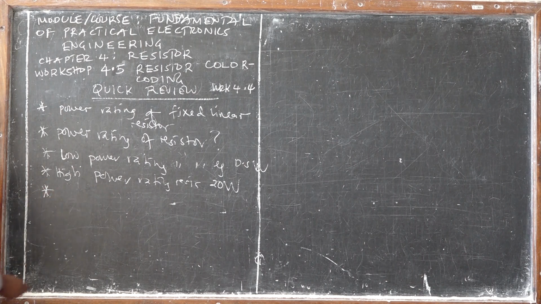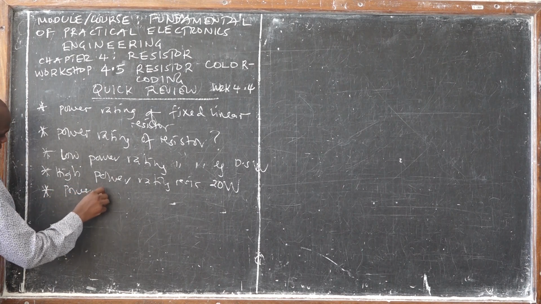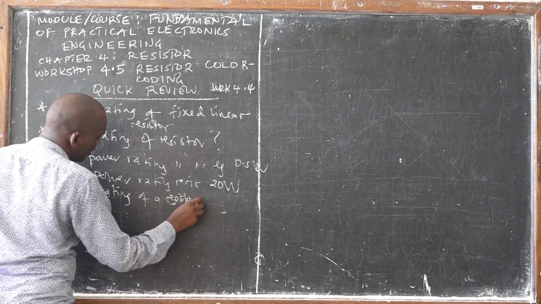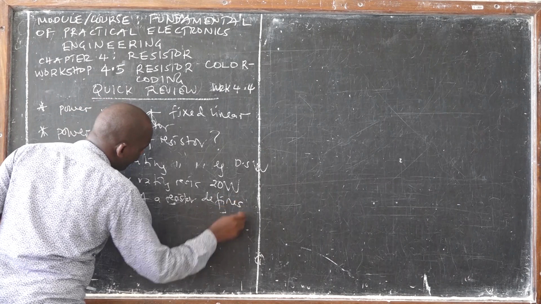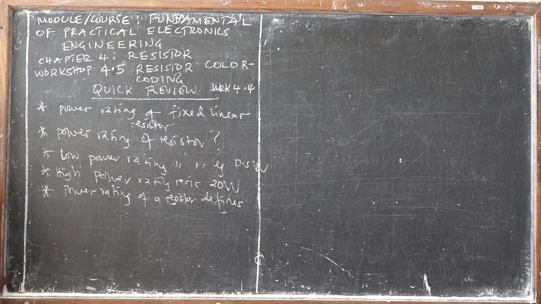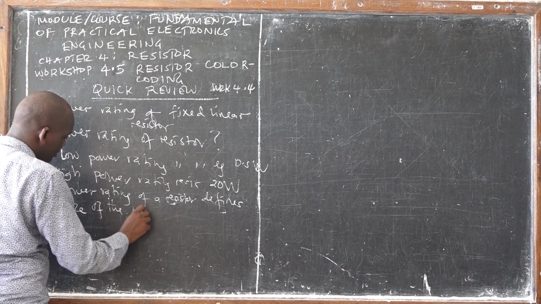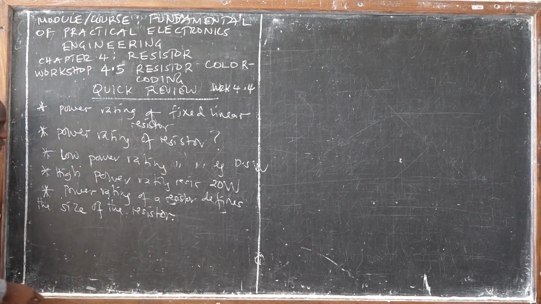And then I told you about examples of low power rating resistors, and also I gave you some examples of high power rating resistors. Then I told you that the power rating of a resistor defines what? It defines the size of the resistor.